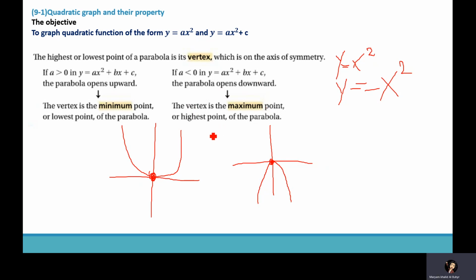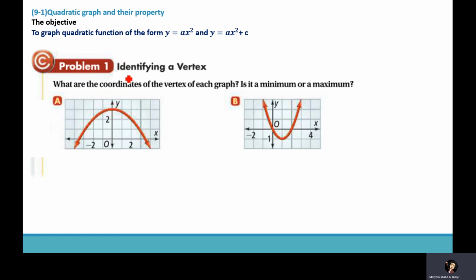Let's see the first problem. In the first problem, we need to identify a vertex. Once we want to identify the vertex from this graph, we can easily find it like that. This is the vertex. I can read this vertex by saying this is 0 and 3. So the vertex is at (0, 3). All right, we can also say this is a maximum. This is the greatest value for this function, so it is a maximum.